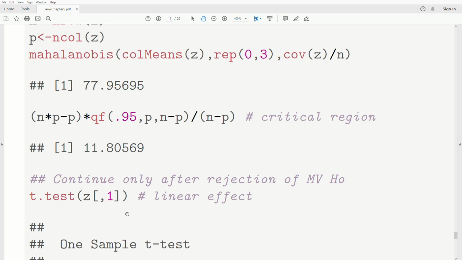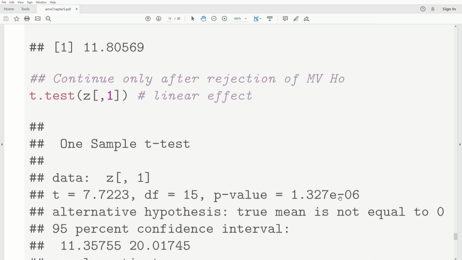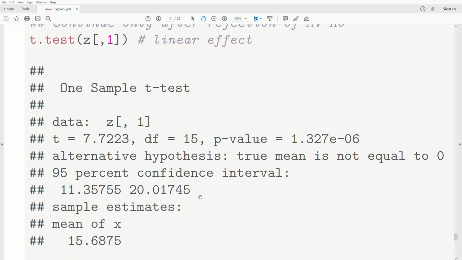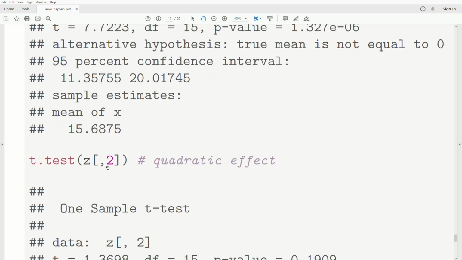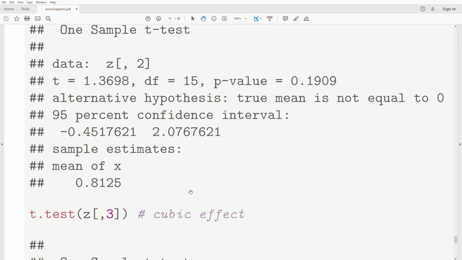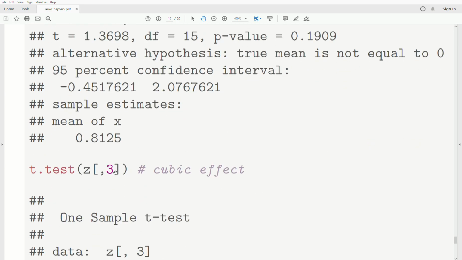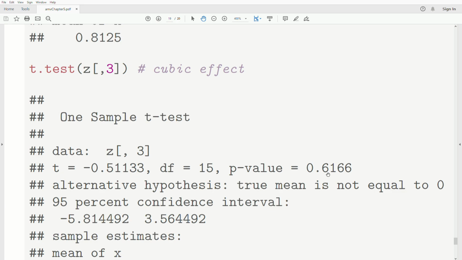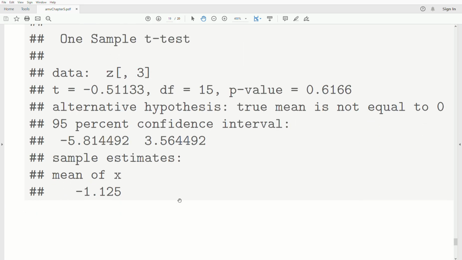So let's do tests on the individual components. Column 1 of Z tests the linear trend. So let's do a t-test on it. The p-value is really, really small. So the data says, hey, there's a linear trend. Well, then let's test the quadratic trend, which is in column 2 of Z. The p-value is not significant, so there's not a quadratic trend. The cubic trend is in column 3, and it's not significant, so there's not a cubic trend.